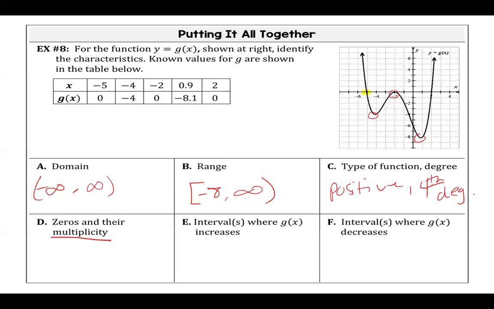When you have a zero that touches or is tangent to the x-axis, that's called a double multiplicity. What that means is that its factor is squared.